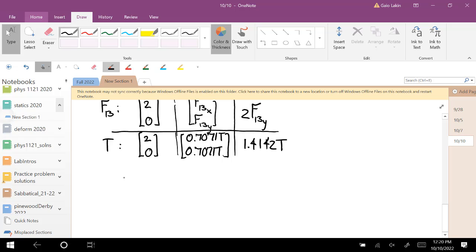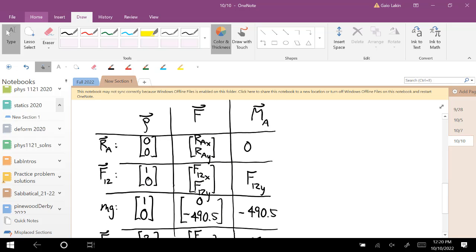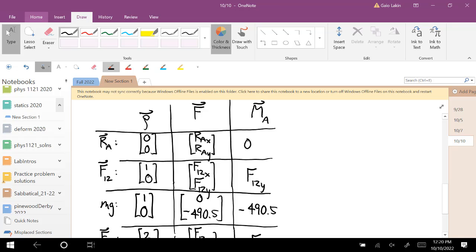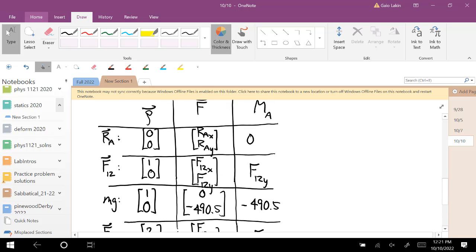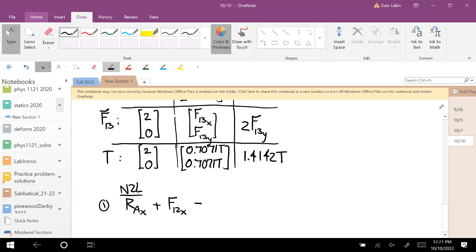And now Newton's laws, Newton's second law. So I'll do the x equation first. So we have RAX plus F12X plus F13X plus 0.7071 t is equal to 0.